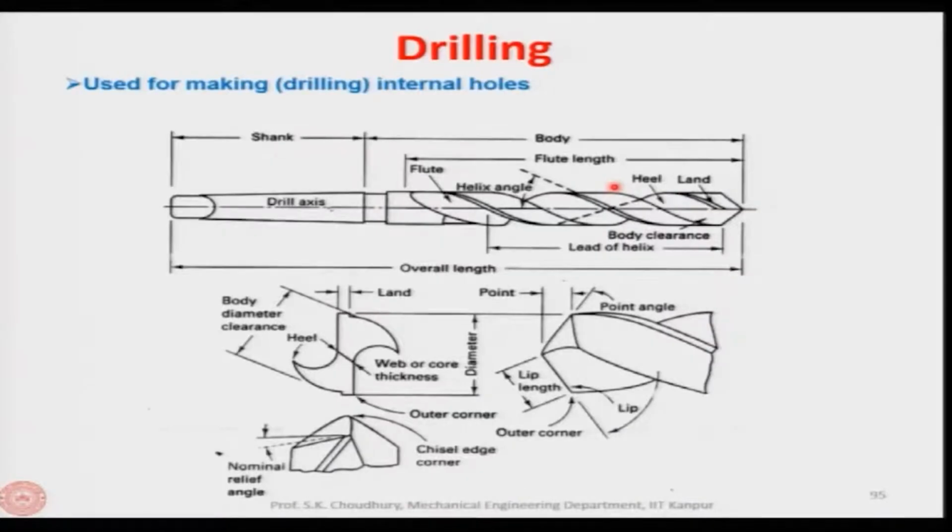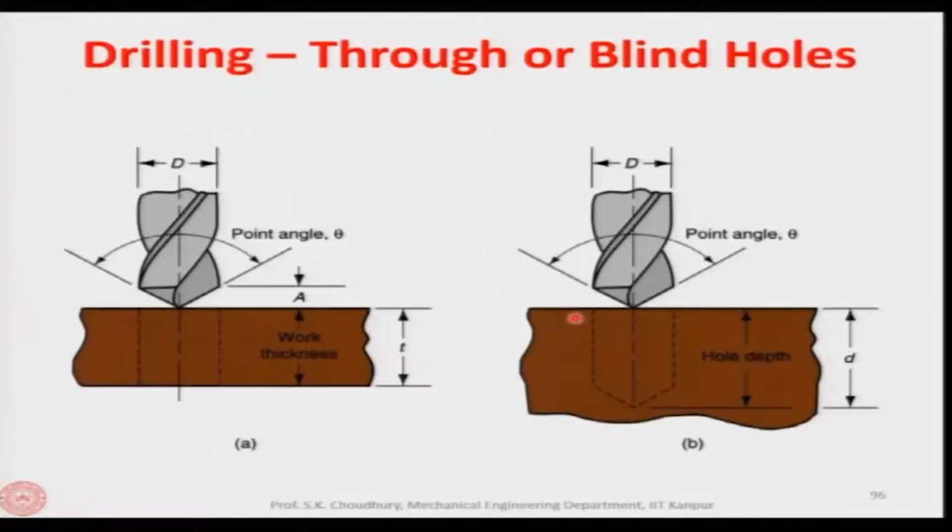Here is the drill and the entire specification of the drill, and you remember I told you about the point angle. This is the point angle between the two lips. All right. This is how drilling is made. This is either a through hole, or it is a blind hole, it does not go up to the full depth.